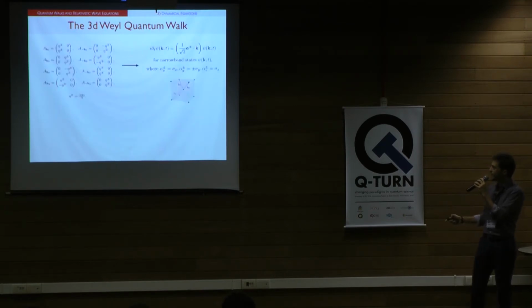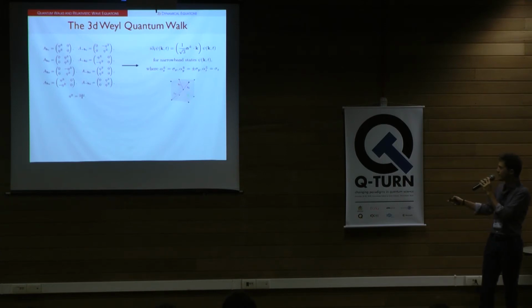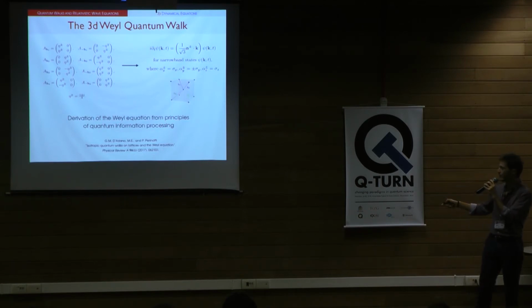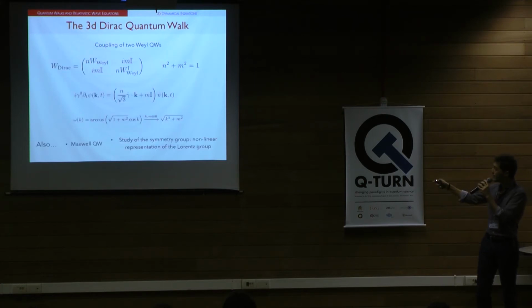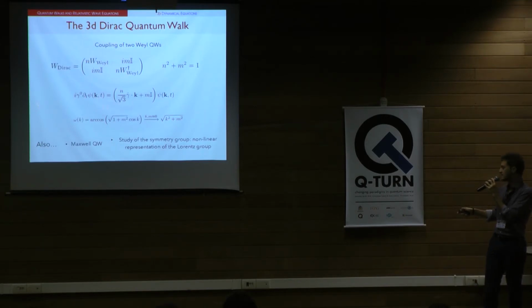So we derived the so-called 3D Weyl quantum walk, which gives the Weyl equation for small momenta, so in the relativistic limit in this microscopic context, and for no-Robin state on the BCC. And this ends up with a full derivation from informational principles of the Weyl equation. The Dirac quantum walk was derived as a minimal coupling of two Weyl walks, and this gives the Dirac equation in the limit and the Dirac dispersion relation.